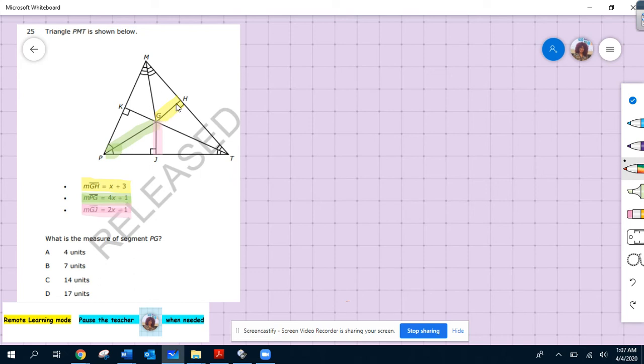And as I told you, even if you don't remember, geometry is nice because you can use your intuition. If you look here, GH is equal to GJ. So that's why you are ready to set up the equation. GH, that is x plus 3, should be equal to GJ, and GJ is 2x minus 1.